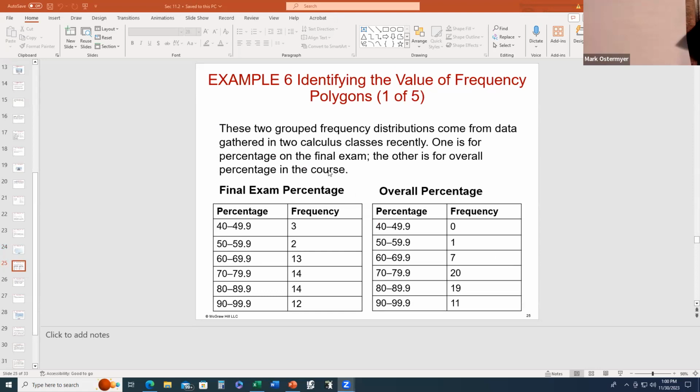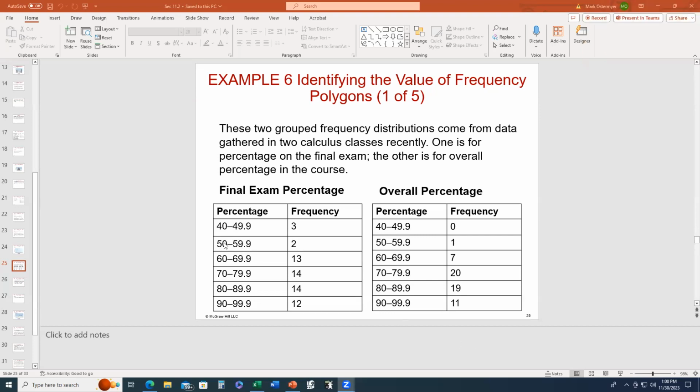All right. Now, here are two grouped frequency distributions that come from data gathered in two calculus classes recently. One is for percentage on the final exam, and the other is for the overall percentage of the course. And notice these weird classes they got going on here. 40 to 49.9, and then 50 to 59.9. How wide are the classes for this first frequency distribution?